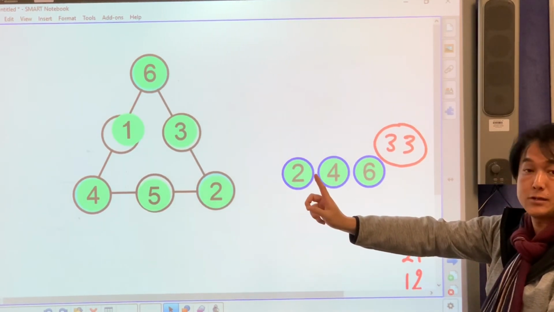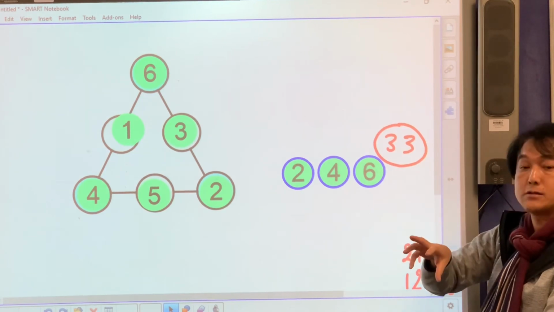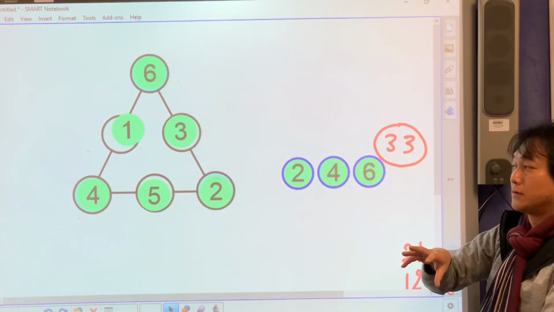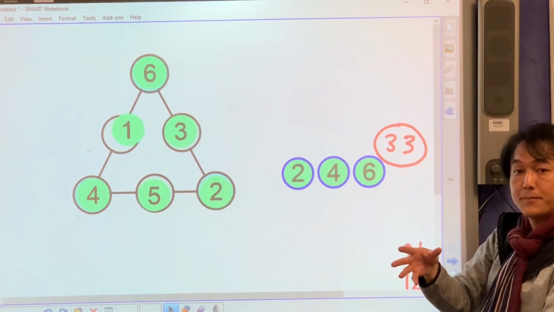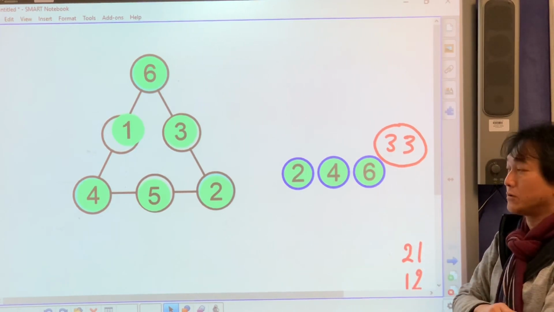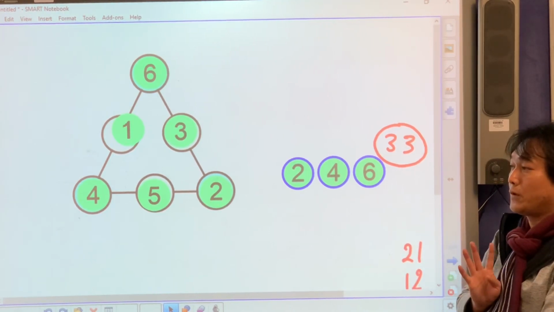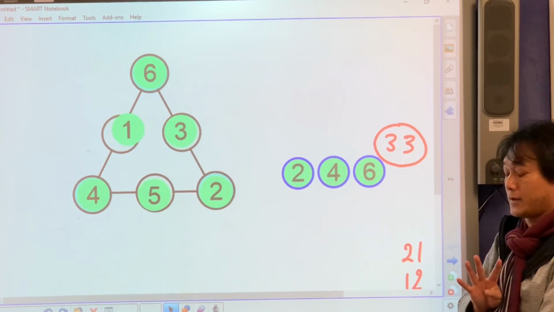Now, my question is, if we put 2, 4 and 6, can I change the placement of 2, 4 and 6? Do we have a different answer? Or would it be the same? So that's the last question. We made 4 different solutions. Now mathematicians need to be precise.